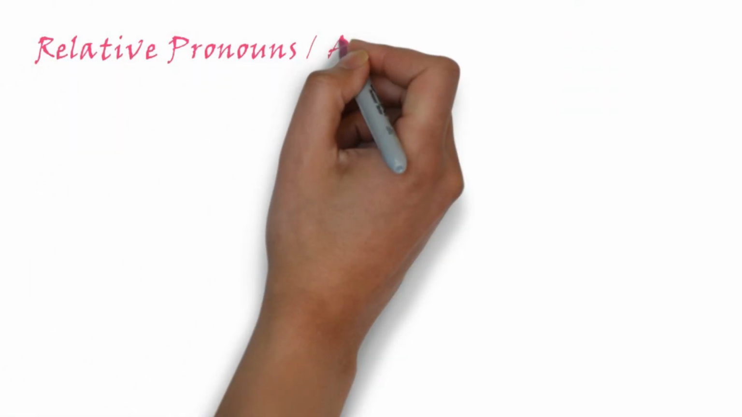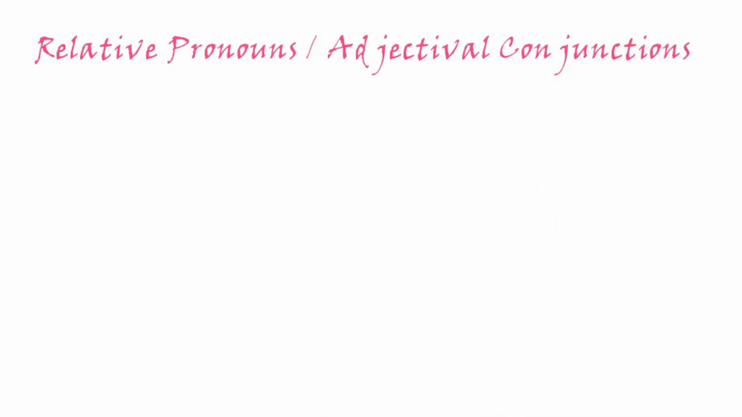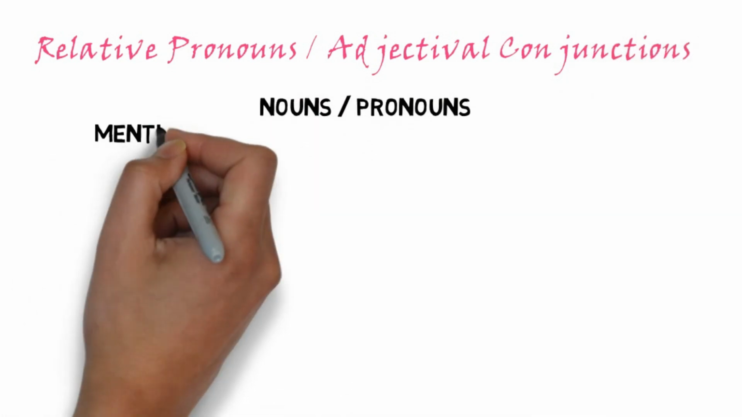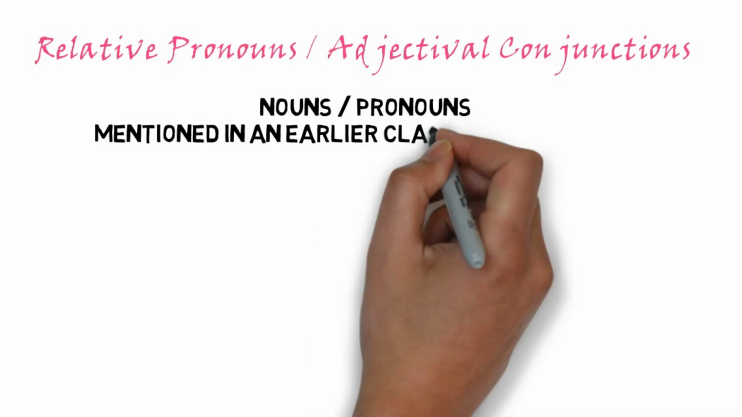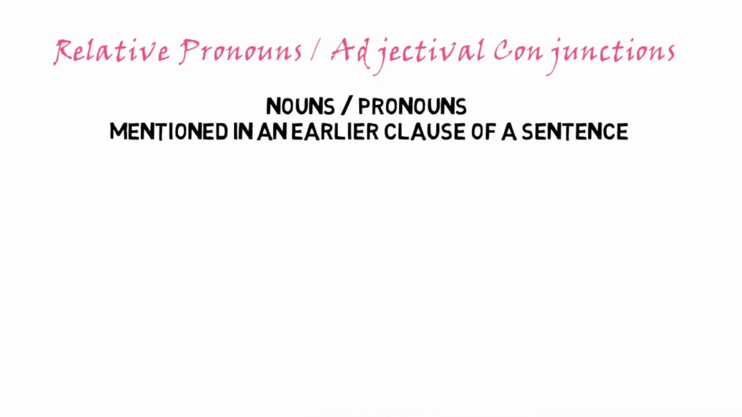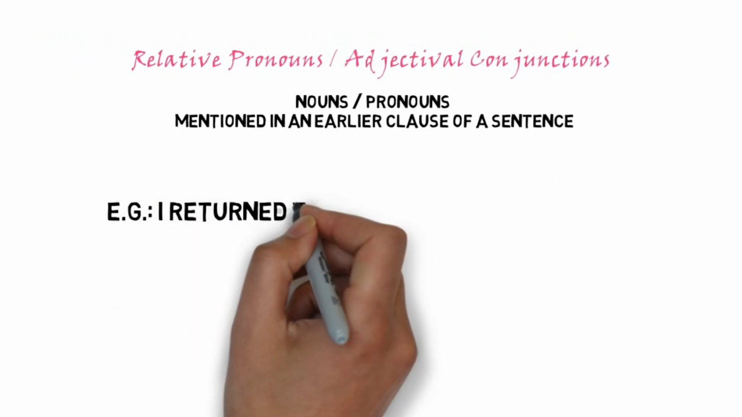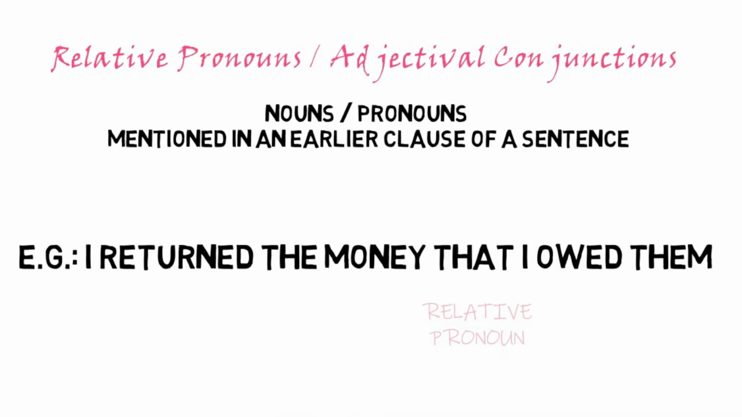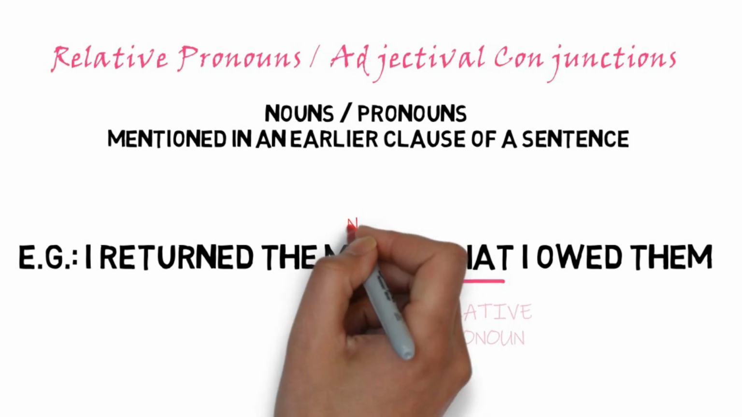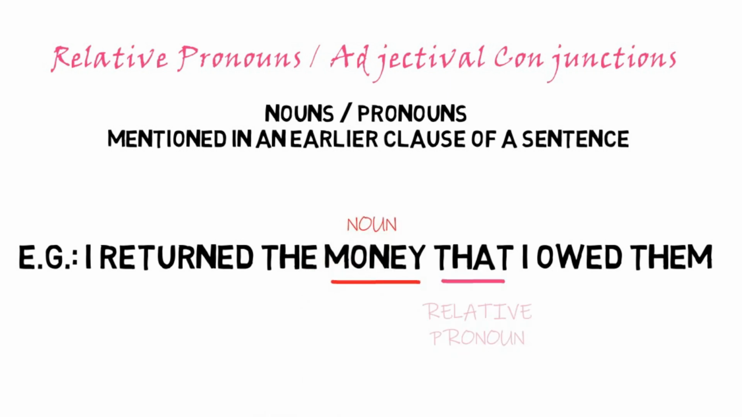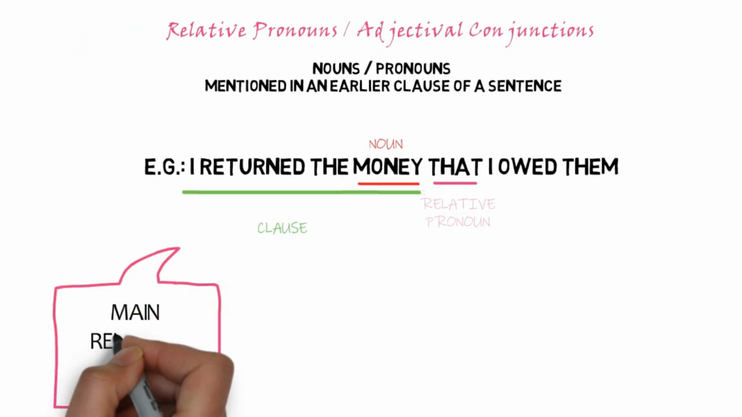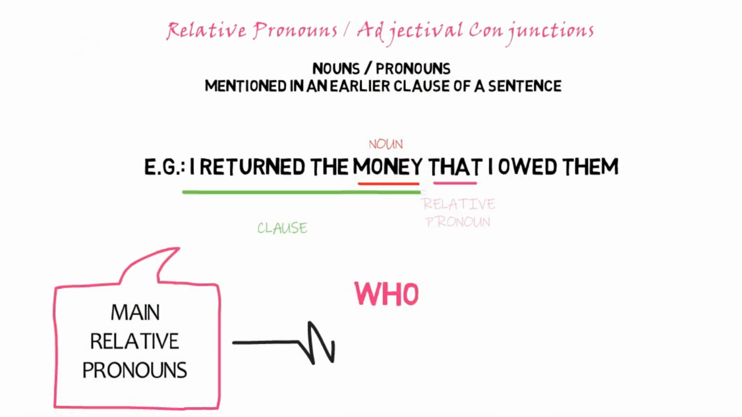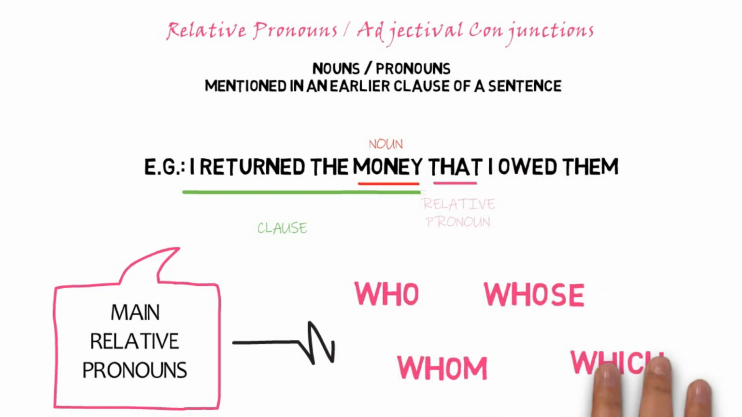Relative pronouns, also called adjectival conjunctions, relate to nouns or pronouns mentioned in an earlier clause of a sentence. In the sentence, I returned the money that I owed them, the relative pronoun that relates to the noun money, mentioned in the clause, I returned the money. The main relative pronouns are who, whom, whose, which, that.